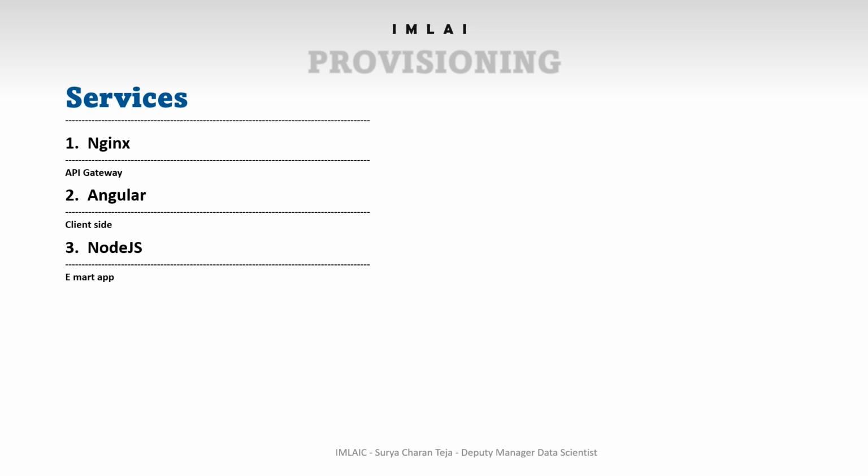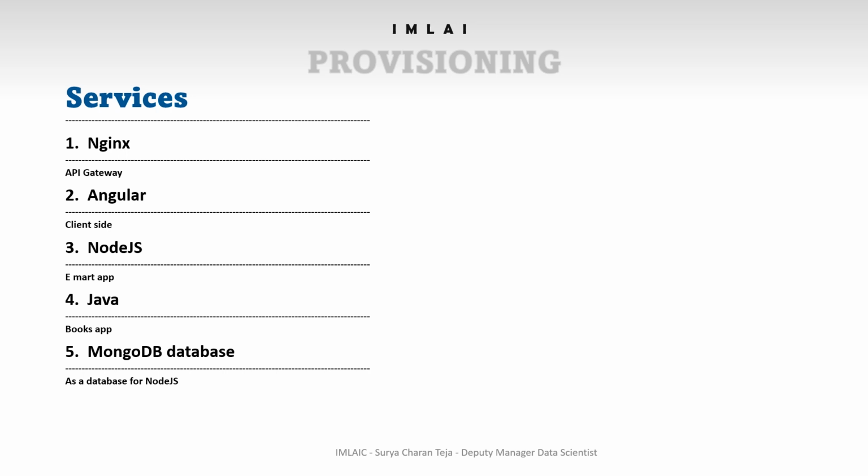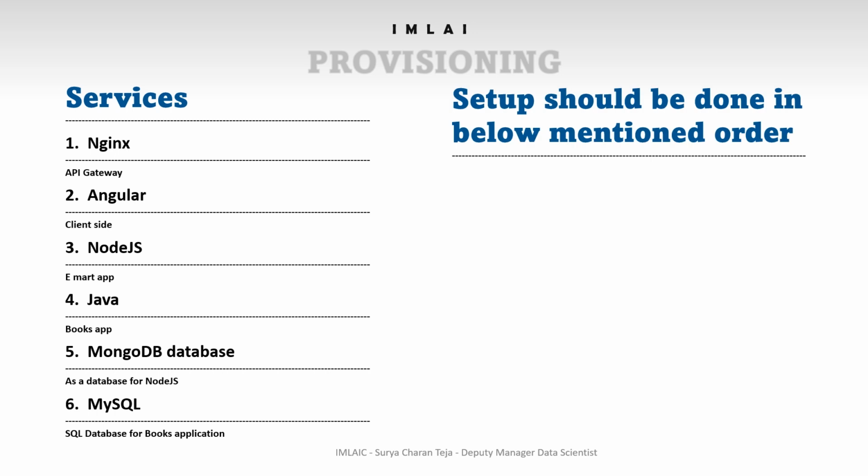So this Emart application consists of the following services. The first one is Nginx. Nginx will be used as the API gateway in this case. Angular is a client-side service, Node.js is the Emart app, Java is a books app, and MongoDB is the database for Node.js. And MySQL is one more database. It is the SQL database for the books application. So now the number of services is clear.